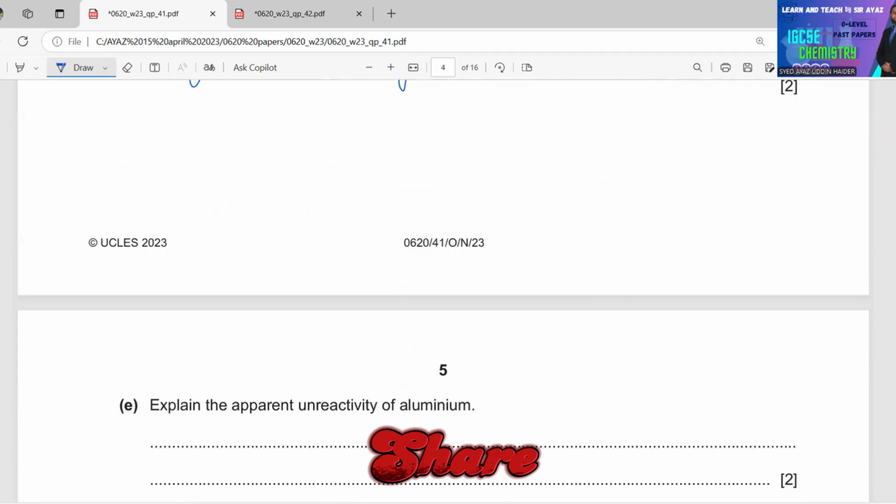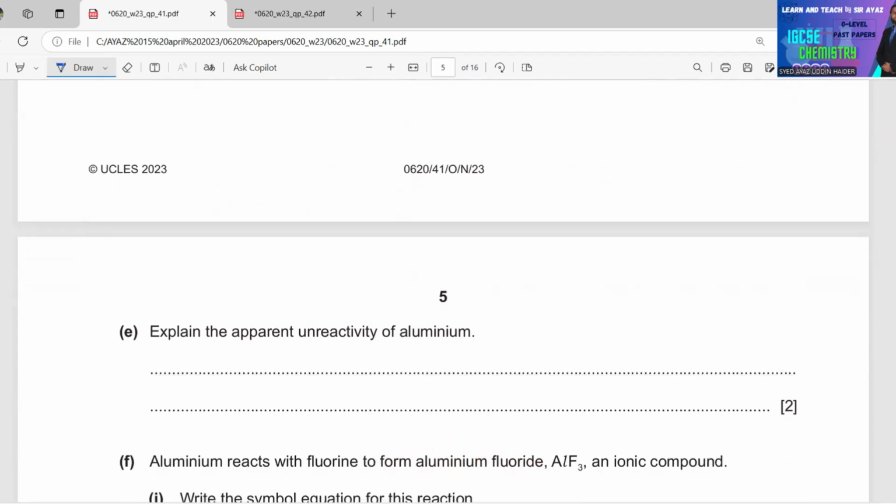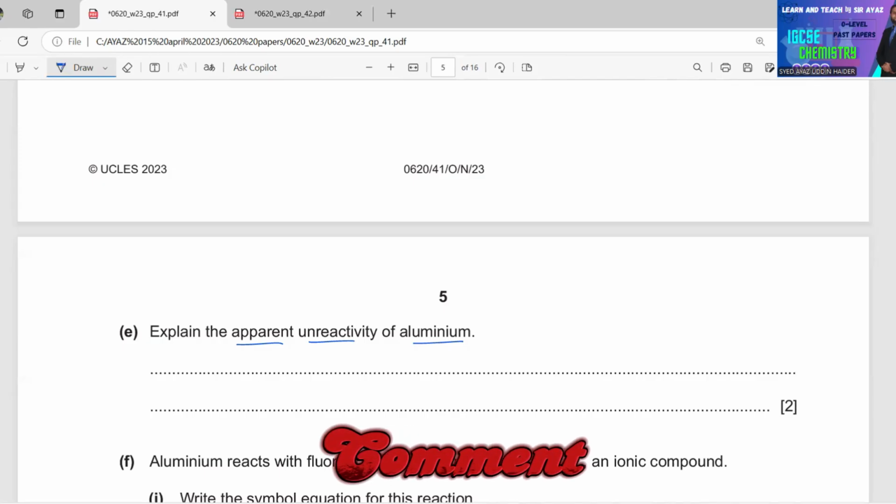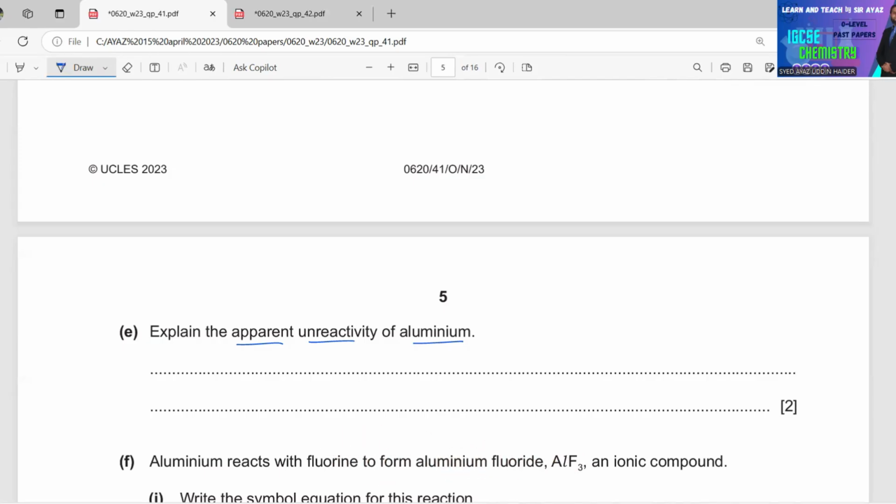Moving to next question. E, explain the apparent unreactivity of aluminium. During reaction, it forms an oxide layer which prevents its further reaction. In other words, it's unreactive or impermeable. So you'll write aluminum oxide layer. The name of the layer is aluminum oxide layer.